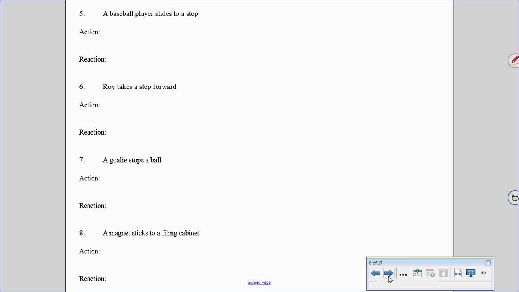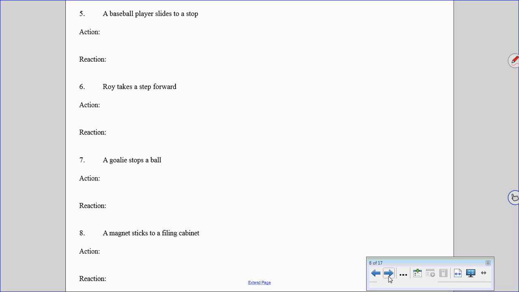Okay, so let's just kind of run through these. Baseball player slides to a stop, so the two objects are the baseball player and the ground. So the action would be the player pushes the ground forward, the direction he's moving, right? And then the ground pushes the player backwards, which is what stops him, right? Clear? All right, when you walk, what are you doing?